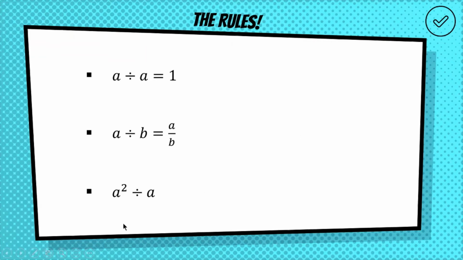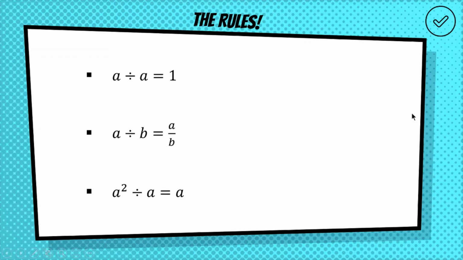And for the last one, we're doing a squared divided by a. So I kind of think of this as, well, we've got 2 a's here, and we're dividing by one of them. So that's going to sort of make one of the a's disappear and leave us with just 1 a. Okay? This kind of makes more sense if you work backwards, because a times a gives us a squared. Okay? And division is really just multiplication in reverse.